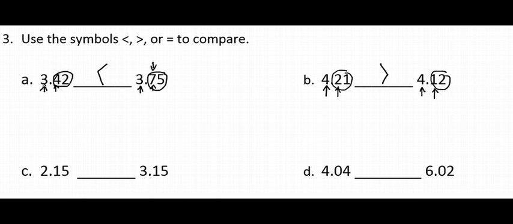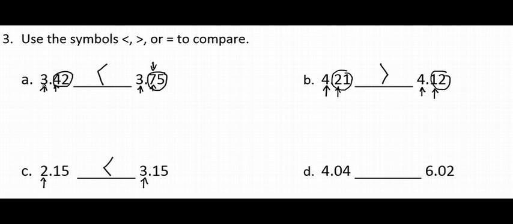In question C, I have 2 and 15 hundredths compared to 3 and 15 hundredths. If I start by comparing my whole numbers, 2 is less than 3. So it doesn't matter what's on the decimal side of the number. 3 wholes is always going to be greater than 2 wholes. So 2 and 15 hundredths is less than 3 and 15 hundredths.